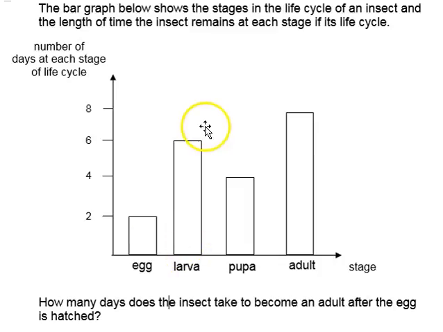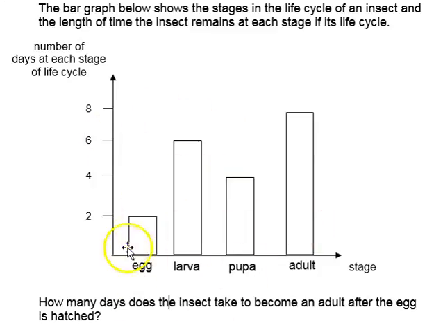Now after the egg is hatched, it becomes a larva. Here you see there are 6 days the insect spends in its larval stage, after which it is ready to become a pupa. So after 6 days of larva stage, it becomes a pupa, and it spends 4 days in the pupa stage before it emerges to become an adult. And so from hatching until it becomes an adult, it spends 6 days as a larva and 4 days as a pupa. So the answer is 10 days.